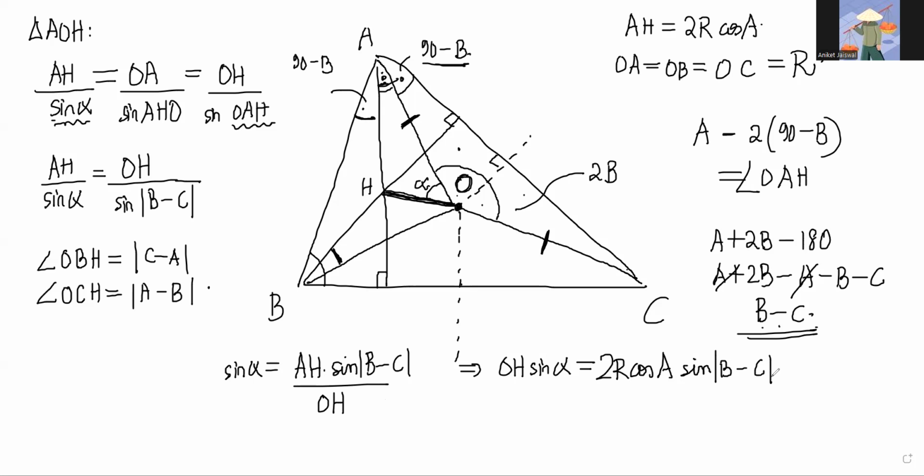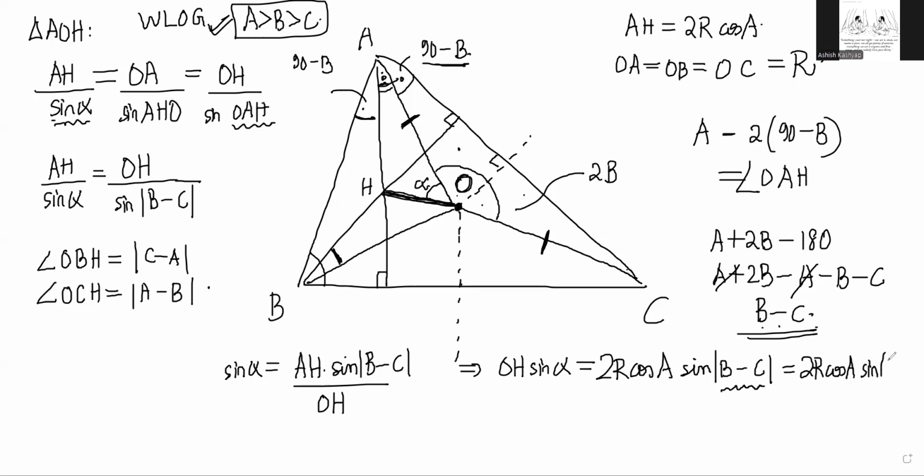So for now, in this problem, let's make an assumption without loss of generality. Let's assume A is greater than B greater than C for now. We are just doing it for this type of triangle. We could do the same for a different type also. So why am I doing that? Because I'm going to say this is sine B minus C. So I'm going to say this is 2R cos A sine B minus C, and OH sine alpha is equal to this, right?